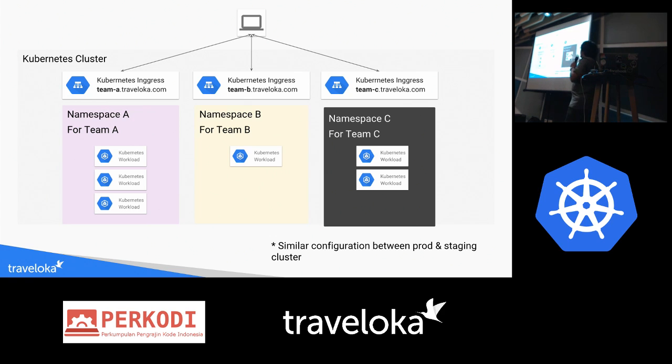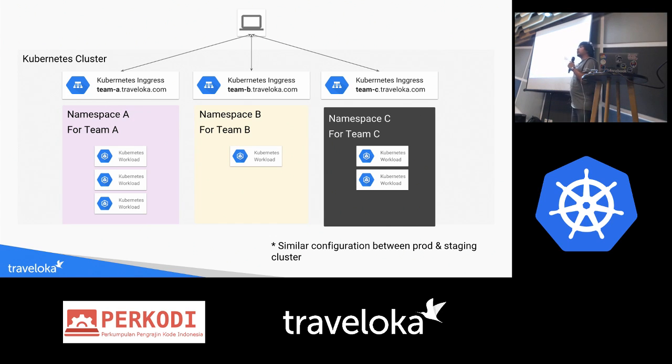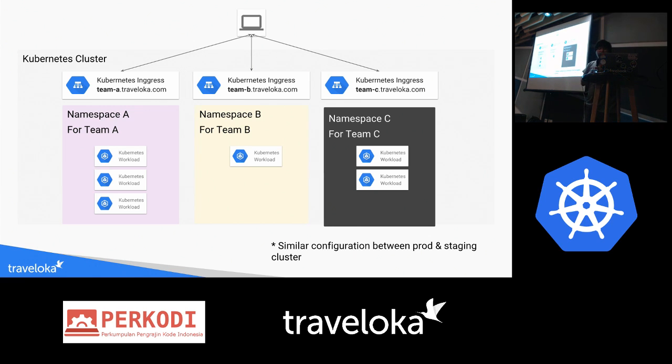Every team in Traveloka Data will have their own namespace. So team A will have namespace A, team B will have namespace B, and so on. For each team, they will have their own Kubernetes ingress. And what we have right now is staging and production. In our staging and production, we have the same config, so that if something bad happens in production, we can debug it easily in staging and then run the production deployment to fix it.